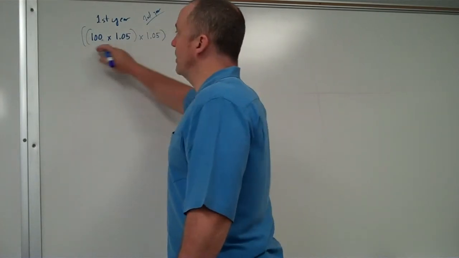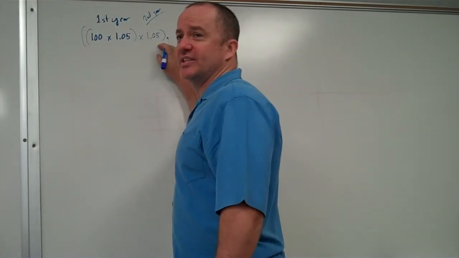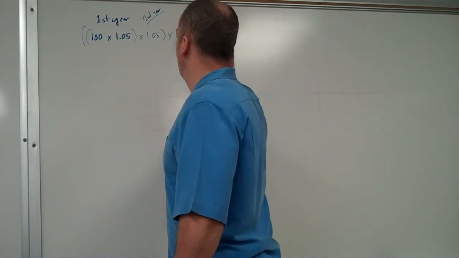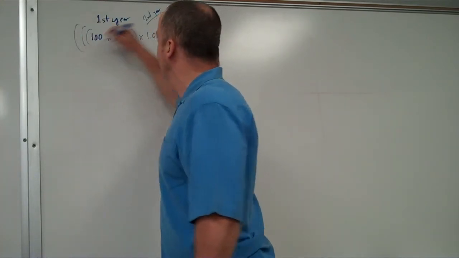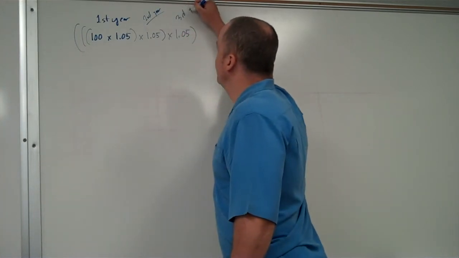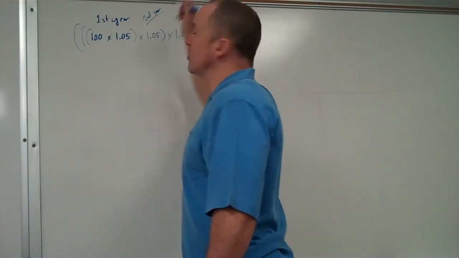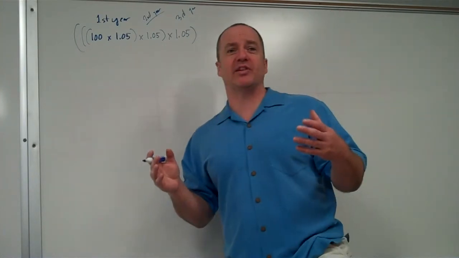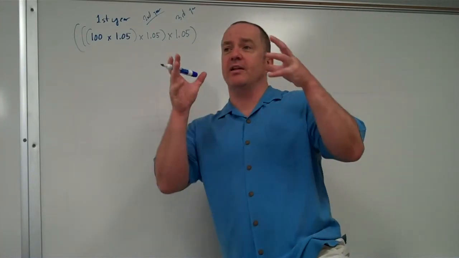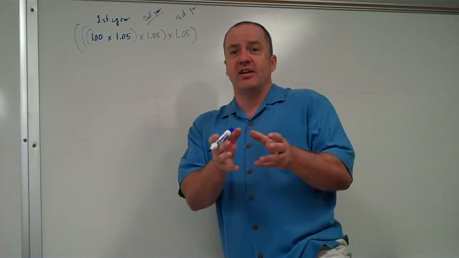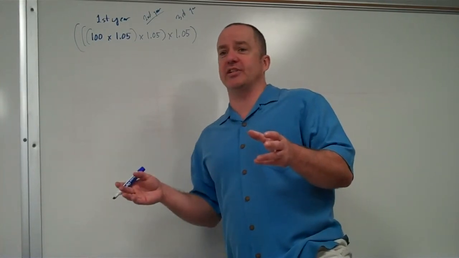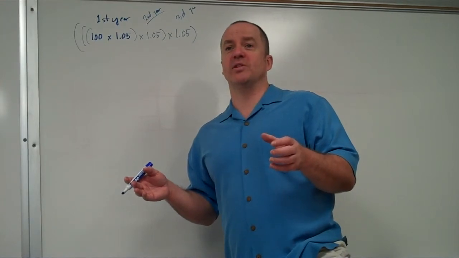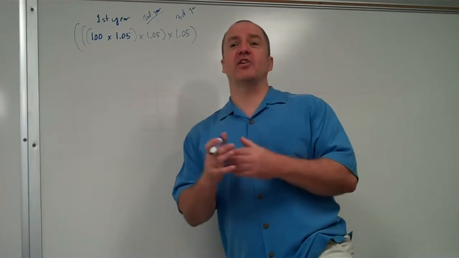Whatever this total is, 110 point something, you times it by 1.05 again, and that would get you how much you'd have at the end of the third year. Fourth year, you keep multiplying by 1.05 again, because that way your total stays in there and you keep adding 5% on it. So you always times it by 1.05.